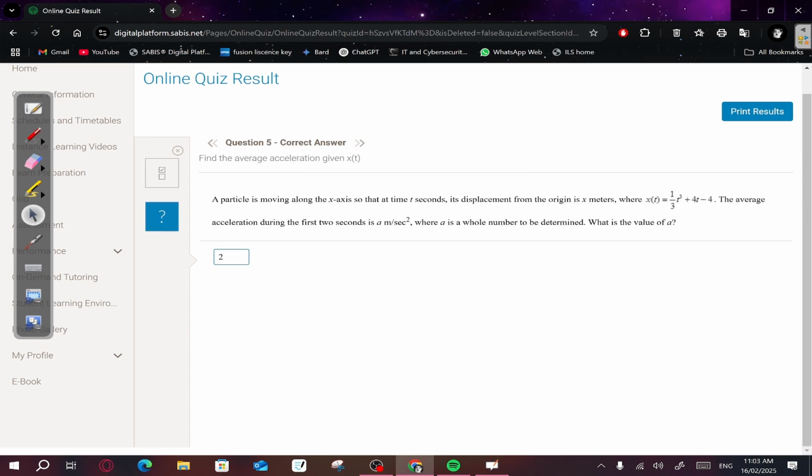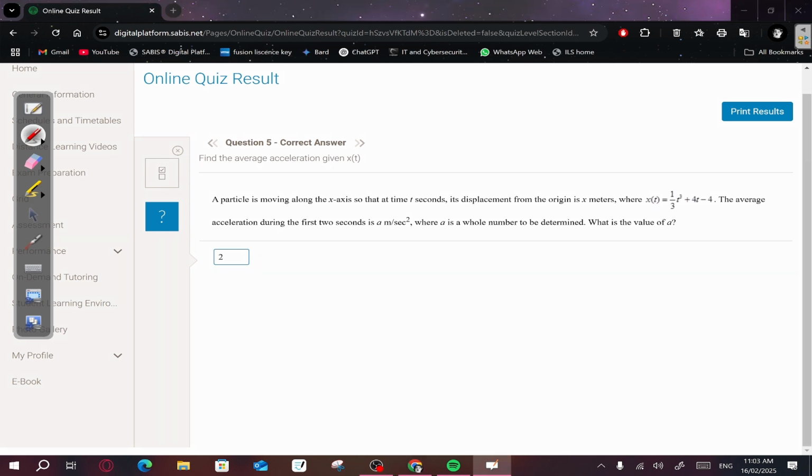A particle is moving along the x-axis so that at time t seconds, its displacement from the origin is x meters, where x of t is equal to 1/3 t cubed plus 4t minus 4. Find the average acceleration. This is the formula I told you guys about. In physics terms it is delta v over delta t, but in terms of the math, it's v(t final) minus v(t initial) over t final minus t initial.